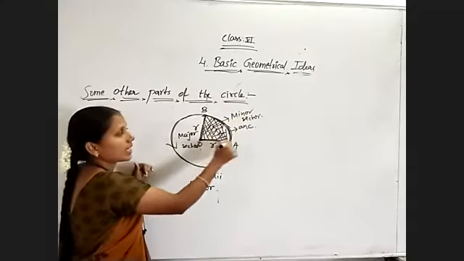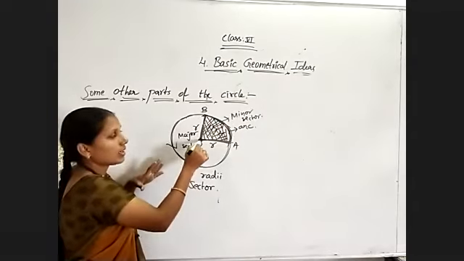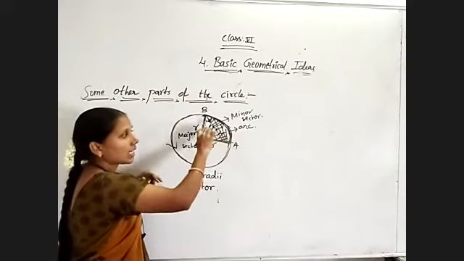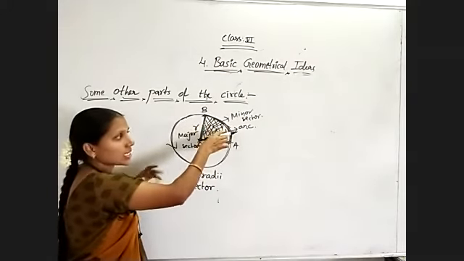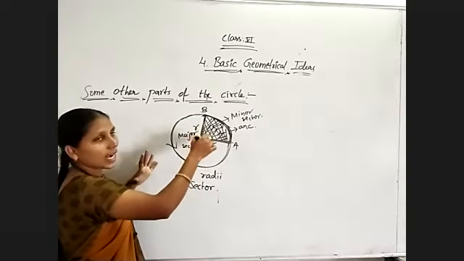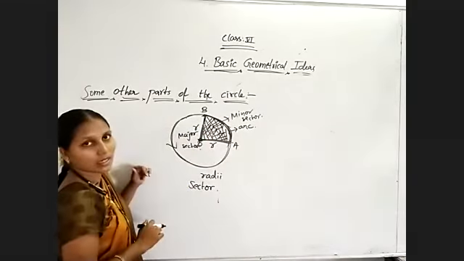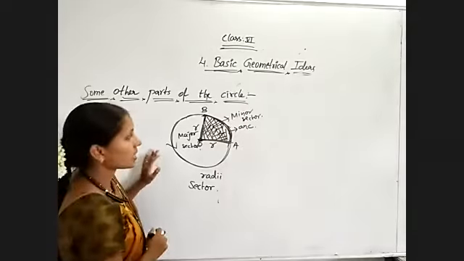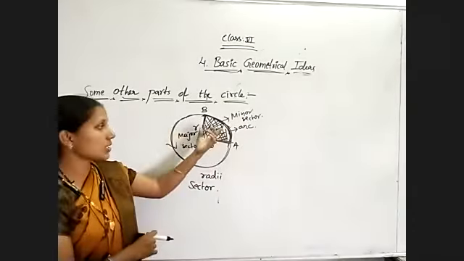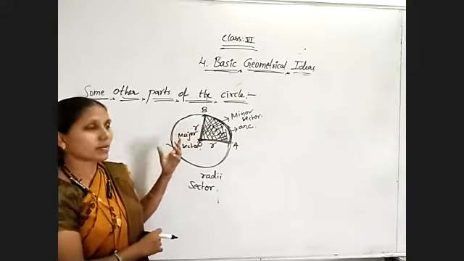Two radii divide the circle into two parts. So if the area bounded by the arc and radii is less, that is a minor sector, and if the area bounded by the arc and two radii is more, then that is a major sector. Okay. So first of all, we just need to know what a sector is. After that, we can tell which is a major sector and which is a minor sector.